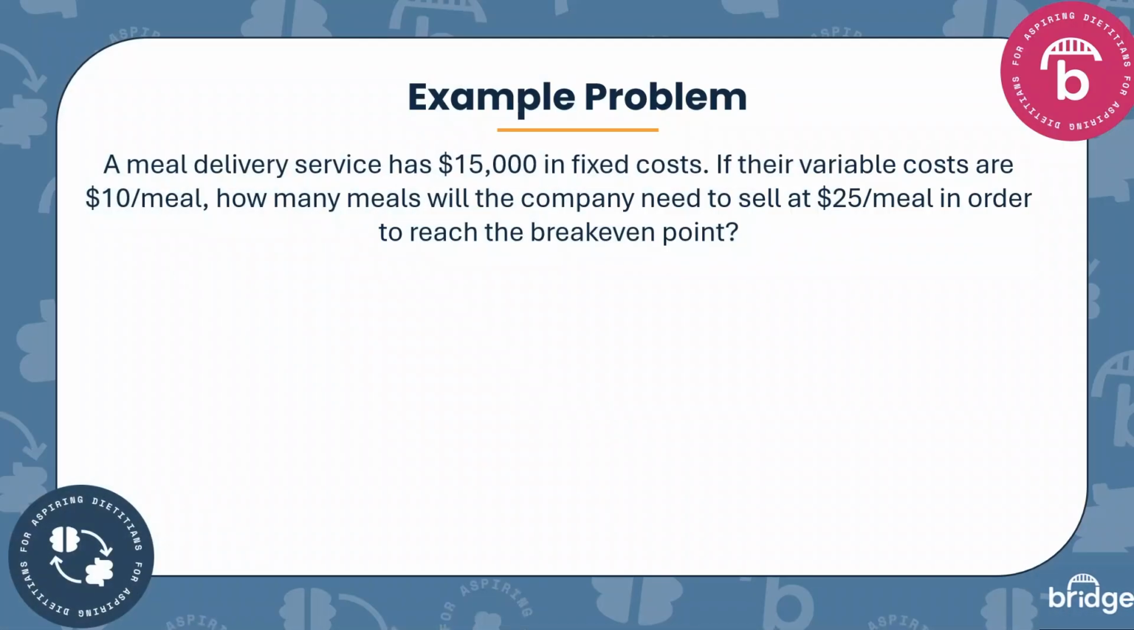This meal delivery service has $15,000 in fixed costs. Their variable costs are $10 per meal. Do you notice that is given per unit? $10 per meal is per unit. This problem asks for how many meals, how many units will the company need to sell at $25 a meal in order to reach the break-even point. So this is a break-even question asking per unit.